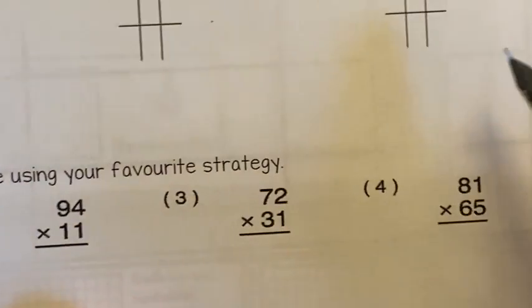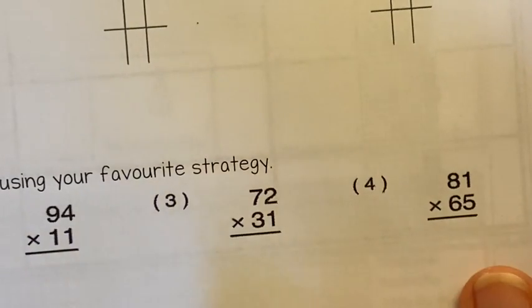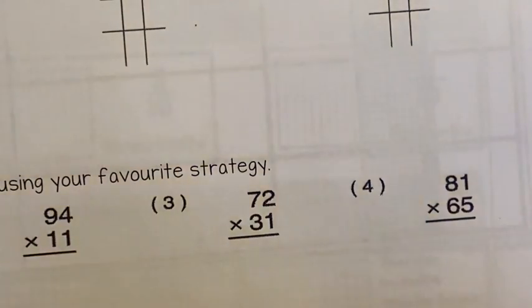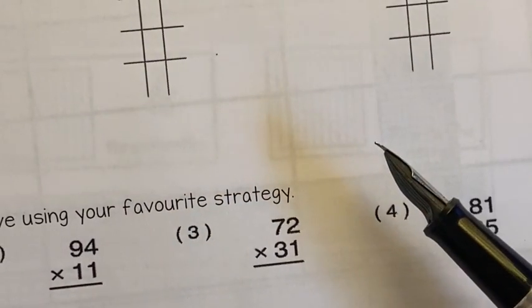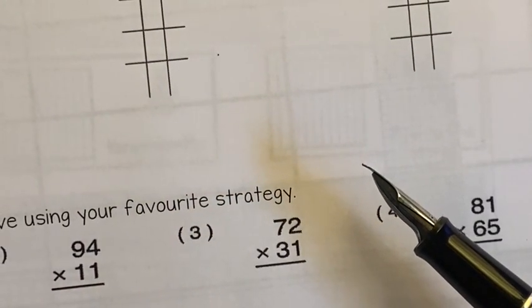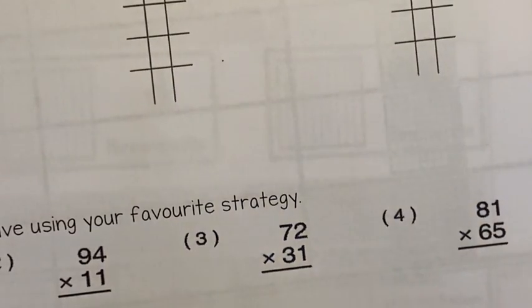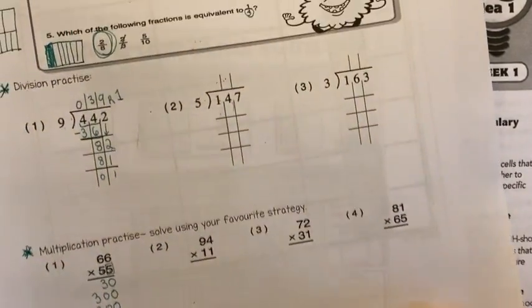You've got 94 times 11, 72 times 31, and 81 times 65. You're going to do your best, okay? Take your time, do your best. If you need to use box window, if you need to use partial products, Grandma, Grandpa's way, however you do it, I need to see your division practice and your multiplication practice today. Those are the two things that I absolutely need to see you do on your own. So if you can't do it, do your best. Don't get frustrated, just do your best and send me your best and we will work from there.